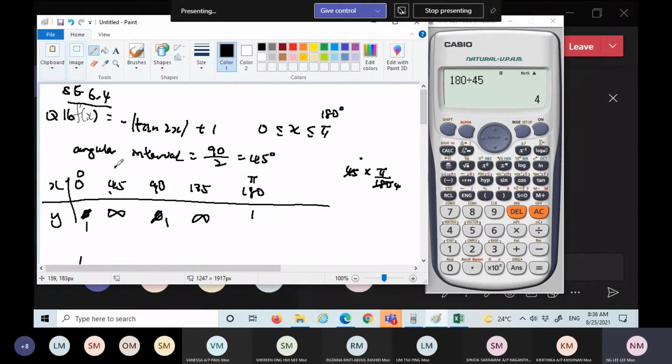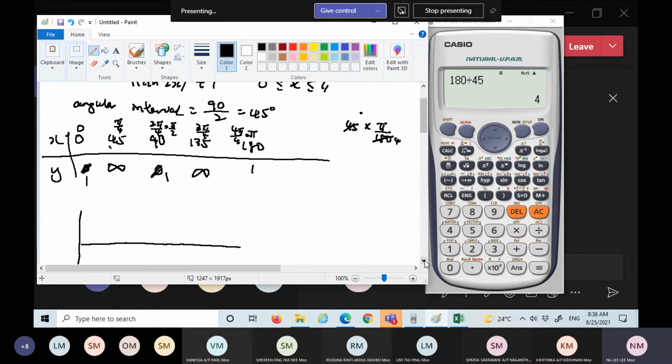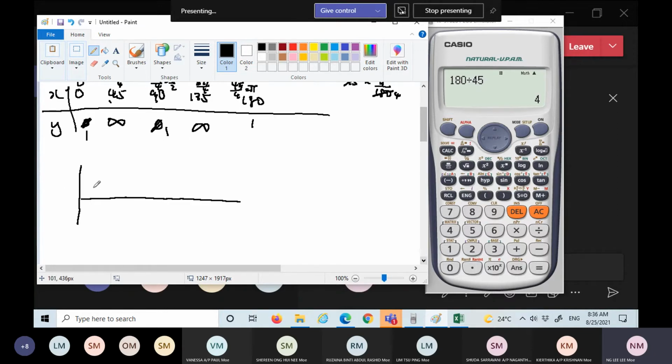So it's pi over 4. So this one is 2 pi over 4. This is 3 pi over 4. This is 4 pi over 4, which is pi. This one simplify, become pi over 2. Okay, so now transfer this into your graph. So start with 0, pi over 4 for 45 degree, pi over 2 for 90 degree, 3 pi over 4 for 135 degree, last one is pi.